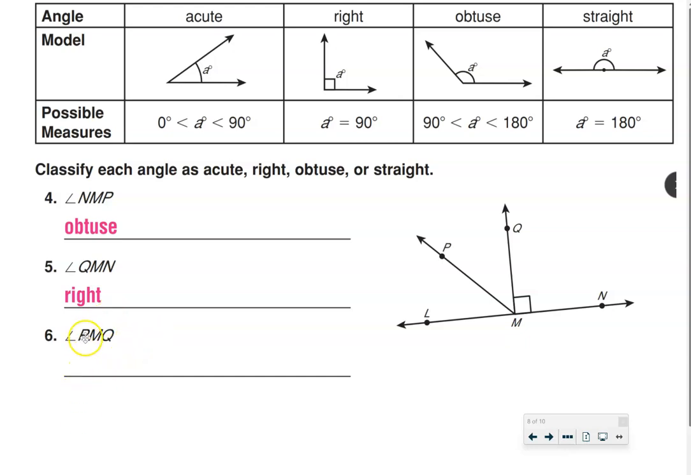And angle PMQ. PMQ, it is not 90 degrees. It's not 180 degrees. So it's going to be an acute, in between 90 and 0. Acute angle. Let me put that out there. Acute. And that's it.